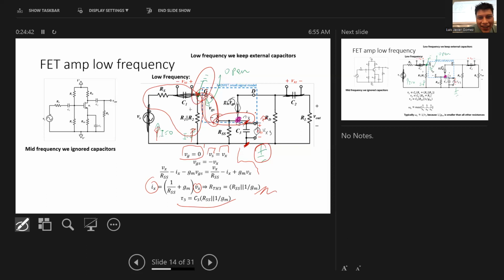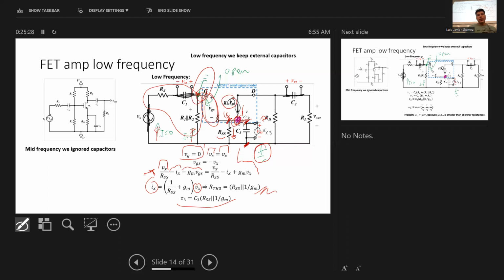Okay, so you see here's the IX. So we're doing this nodal equation here. We're going to assume all currents are flowing out. So there's a current flowing this direction, which is VX over RSS. So that's this term here. Then there's a current coming into here, which is the current coming out of the source. And so that current is actually coming into the node. So that's why we do negative IX. And then here we have GMVGS coming into the node. So that's why it's negative GMVGS. And so that's basically what this equation is.